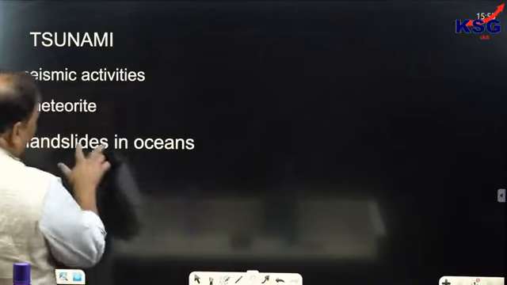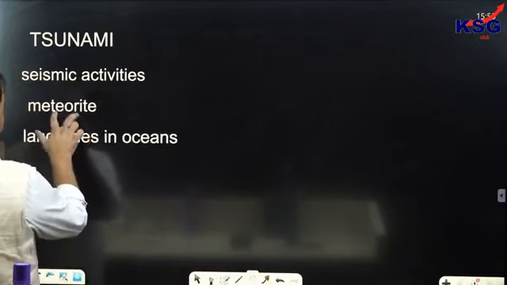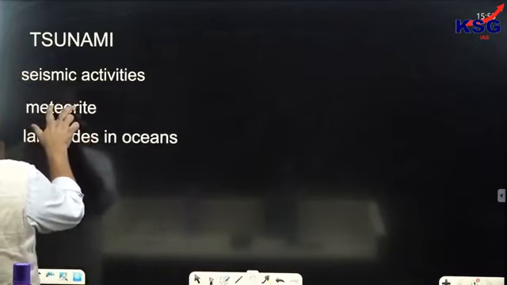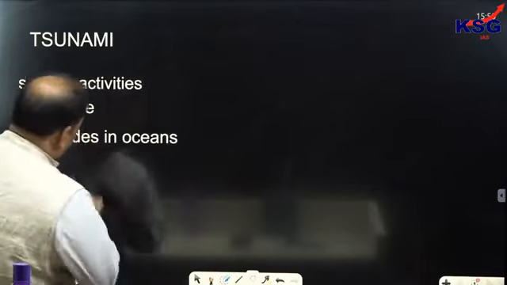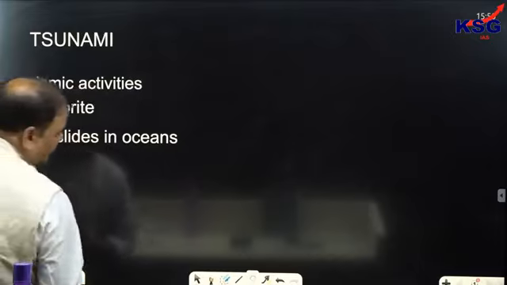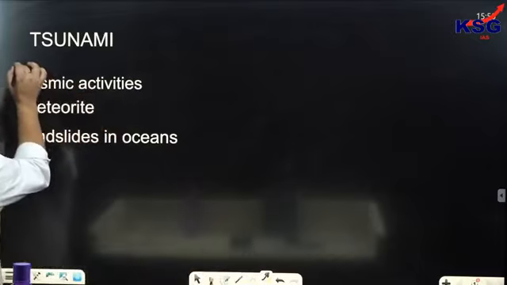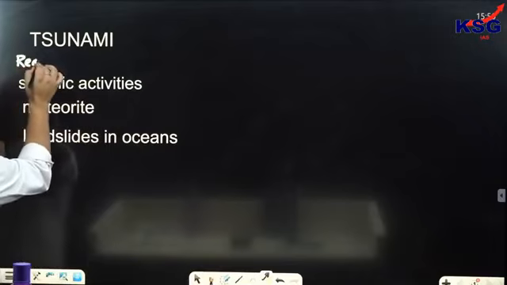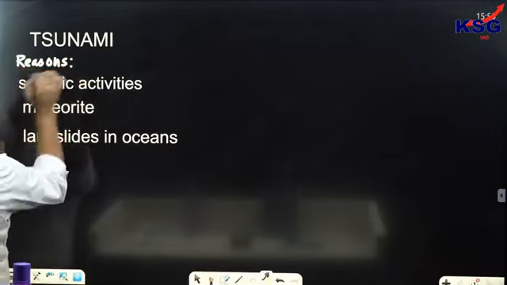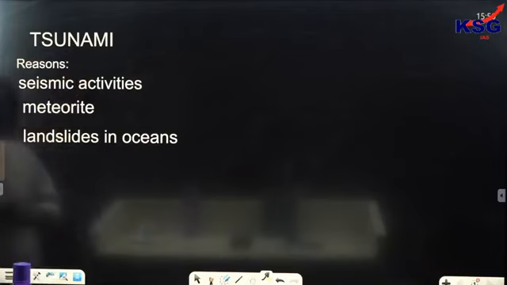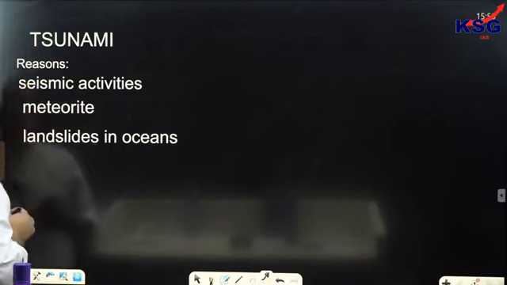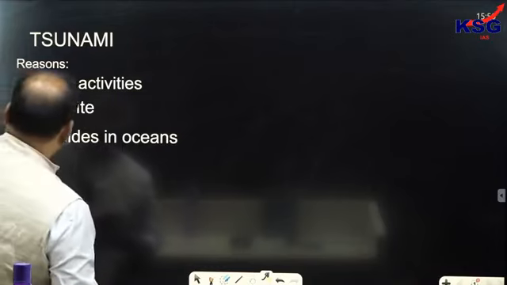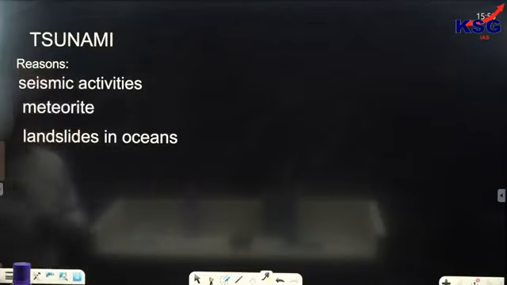But the main factor which is responsible for tsunami is what? It is the oceanic seismic activities. These are the reasons behind tsunami anywhere in the world. Clear. So the main reason is oceanic seismic activity, and then meteorites also, landslides in oceans also. All these are the reasons.